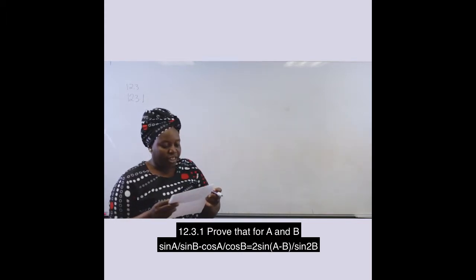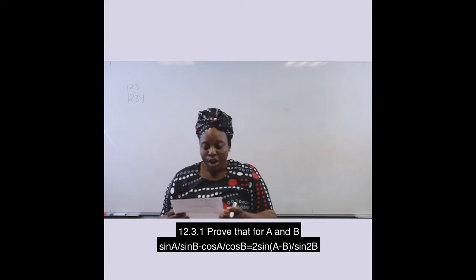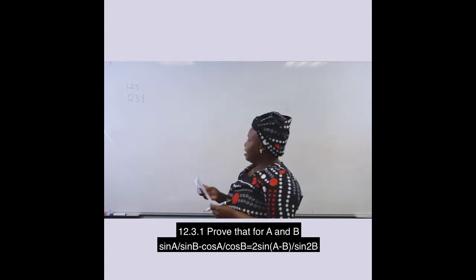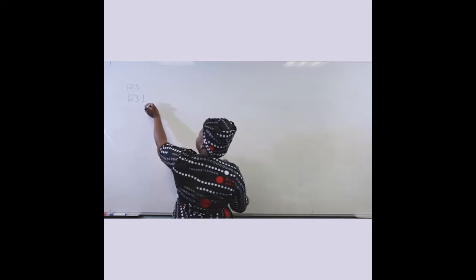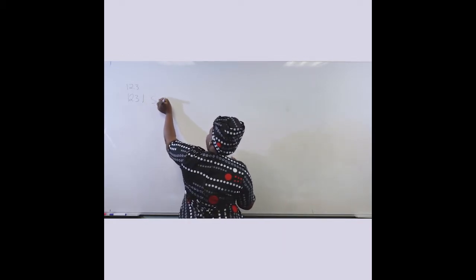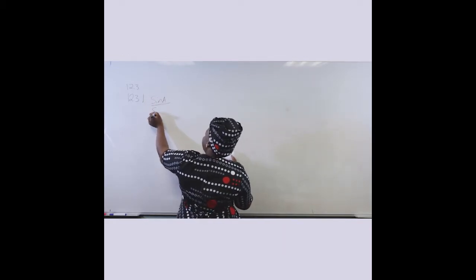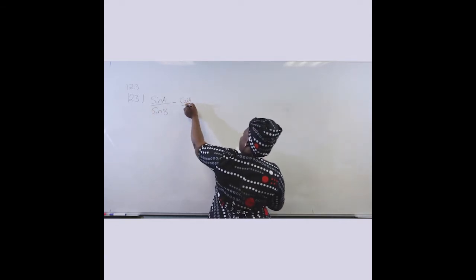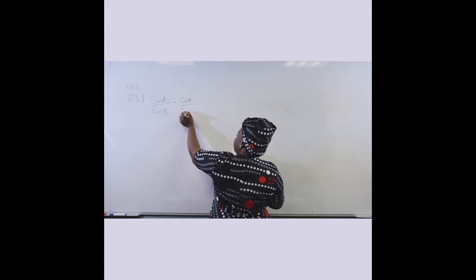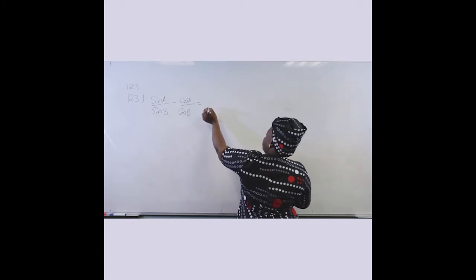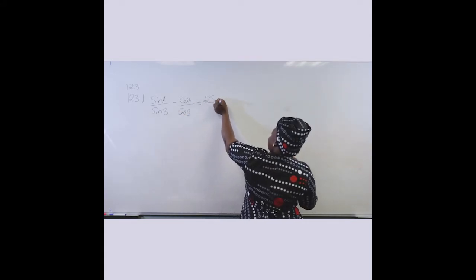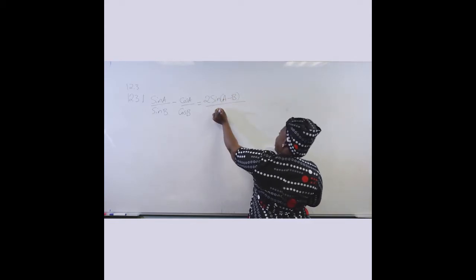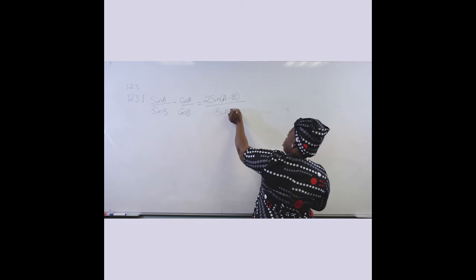They said prove that, so we are doing too much of proof here. For angles A and B, obviously the left side must be equal to the right side. So let's write what they've given us. This is sine A divided by sine B minus cos A divided by cos B must be equal to 2 sine A minus B divided by sine 2B.